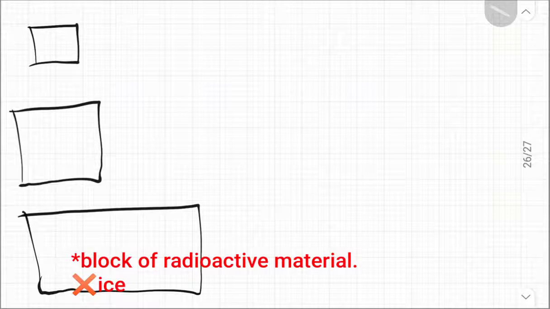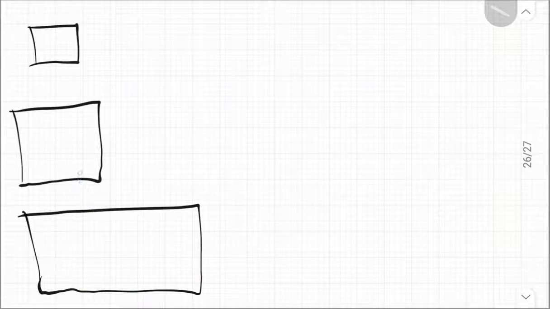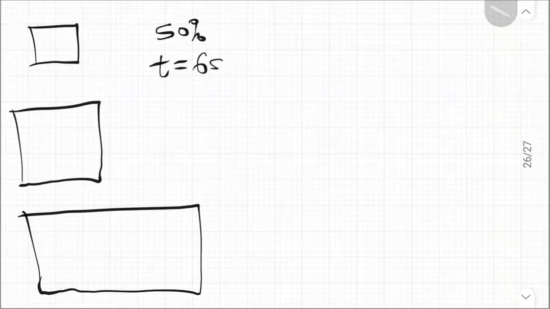Of course, we do know that if we know the amount and the half-life of this block of ice, we can actually tell the percentage that will decay at a particular time, right? Okay, so let's assume that 30% or 50% of this atom will decay at time t equal to 6 seconds. Of course, I'm choosing that arbitrarily. 50% of this will decay after time 6 seconds.